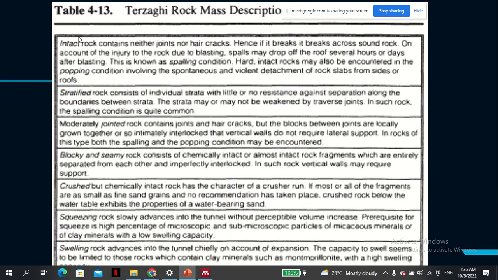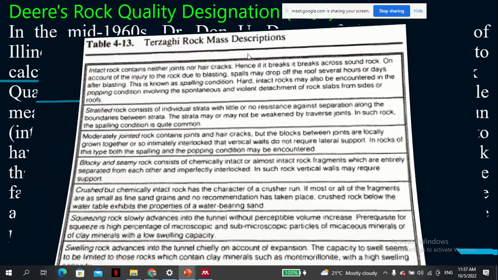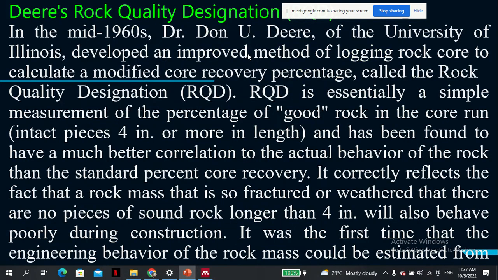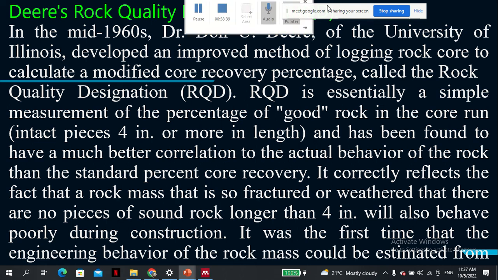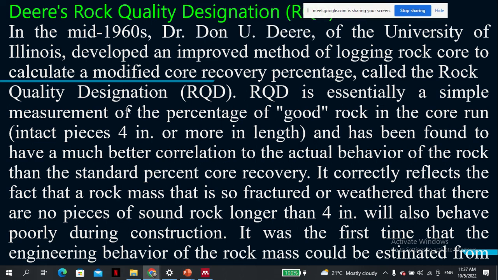We talk about intact rock, stratified rock, blocky or seamy rock, crushed, squeezed, swelling rock, and so on and so forth. And these have something to do with the level of weathering that we've already talked about. Even today, the descriptive words we use do not veer off this foundation given to us by Terzaghi. So there is what we call rock quality designation. In fact, this is useful even today.